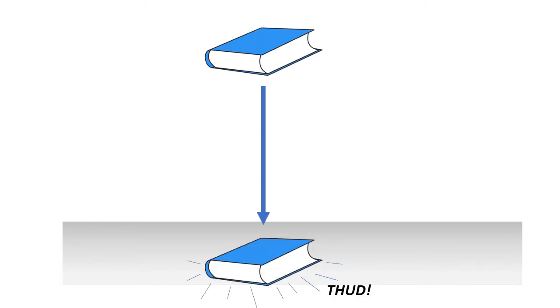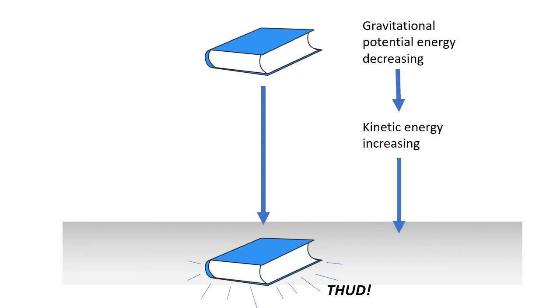Here is an example of a book. If we drop a book from a height onto the table, some gravitational potential energy changes into kinetic energy, and then into thermal energy to the surroundings. As gravitational potential energy decreases, the kinetic energy store increases. So a loss in gravitational potential energy results in a gain in kinetic energy.